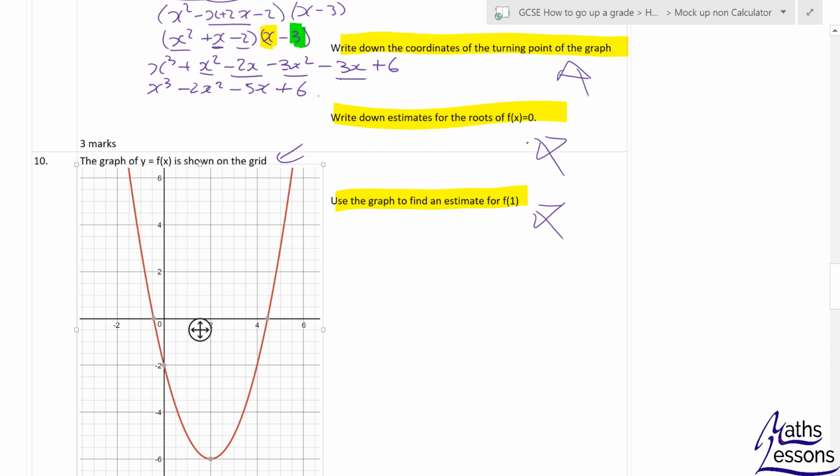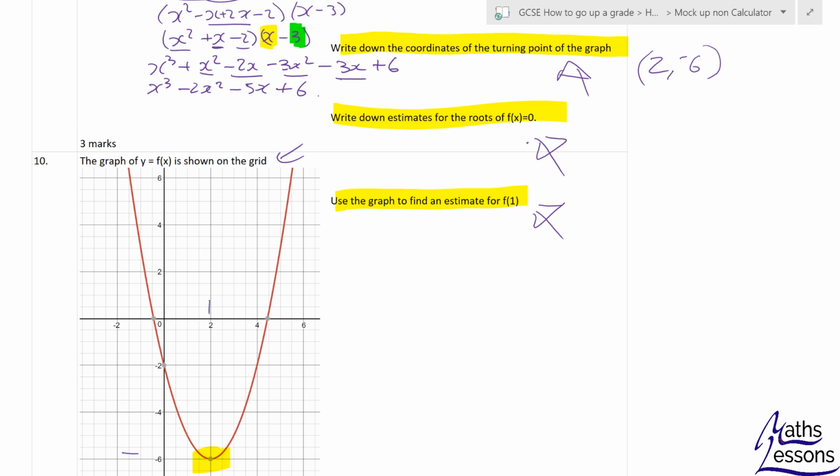Okay, there's a couple of minutes to give you a chance to do that question. So the turning point of the graph is here, right at the bottom. So that's where the turning point is. It's quite a straightforward one to find out. The x coordinate's 2 and the y coordinate's -6. So for the turning point, we got 2, -6.